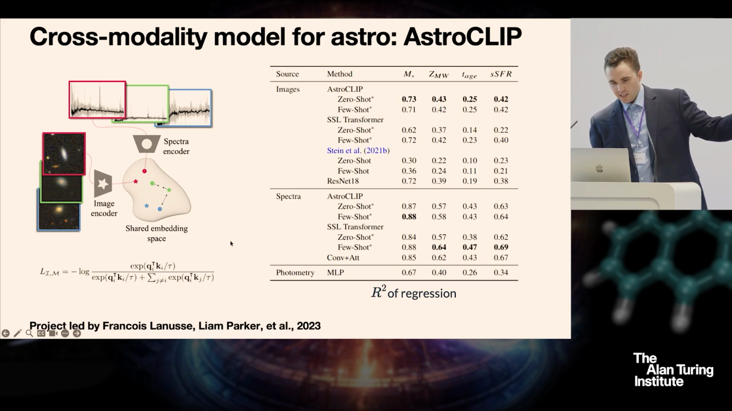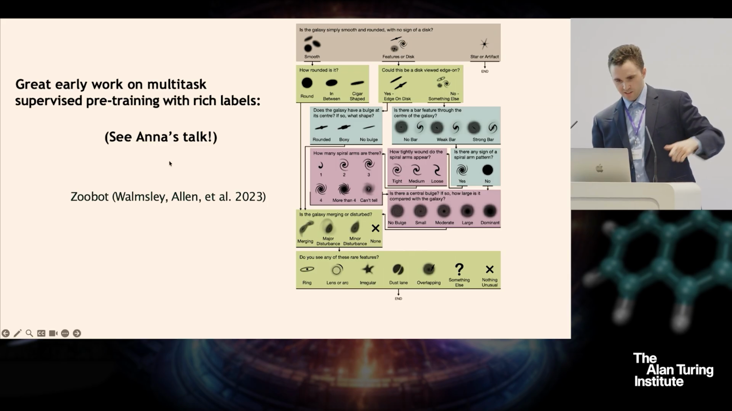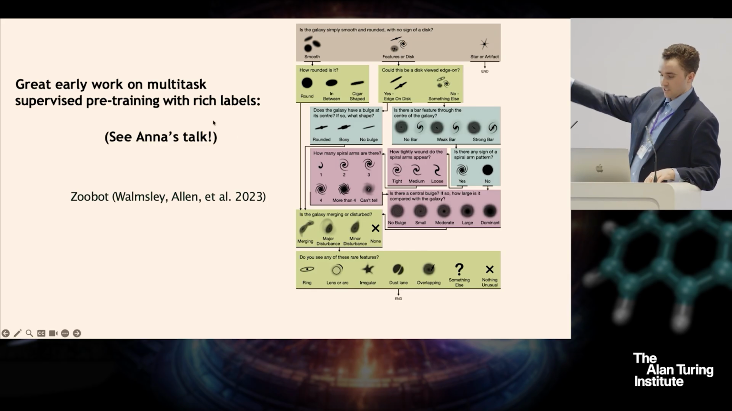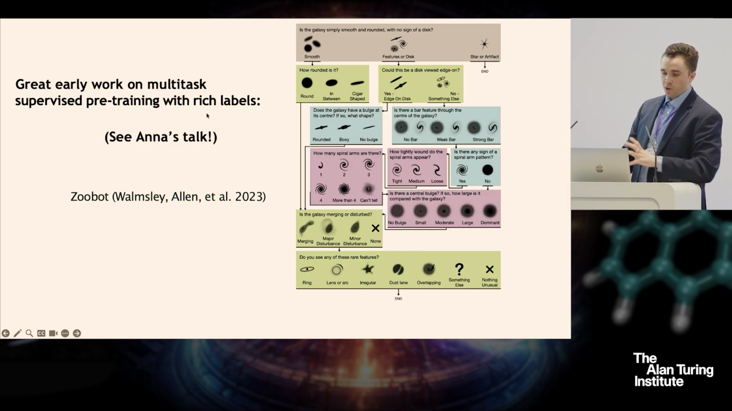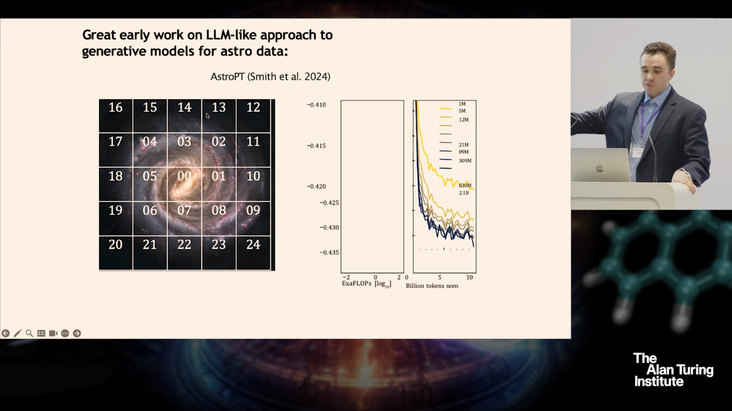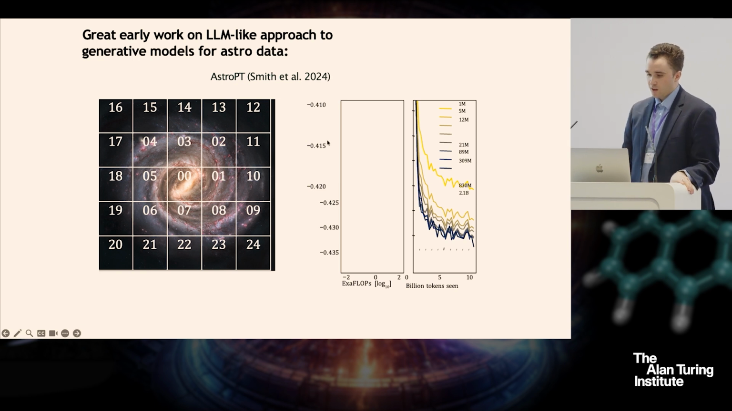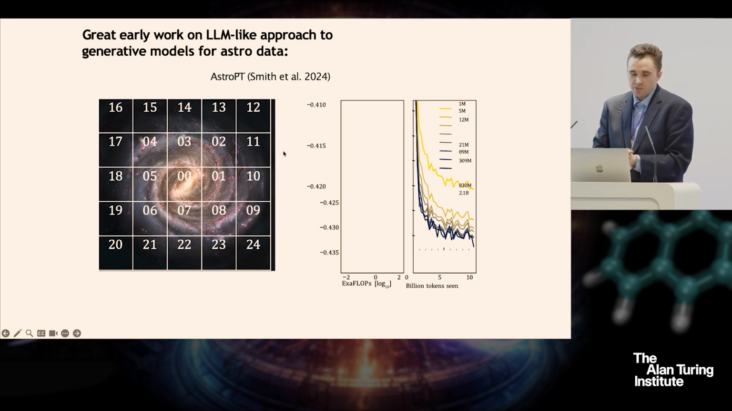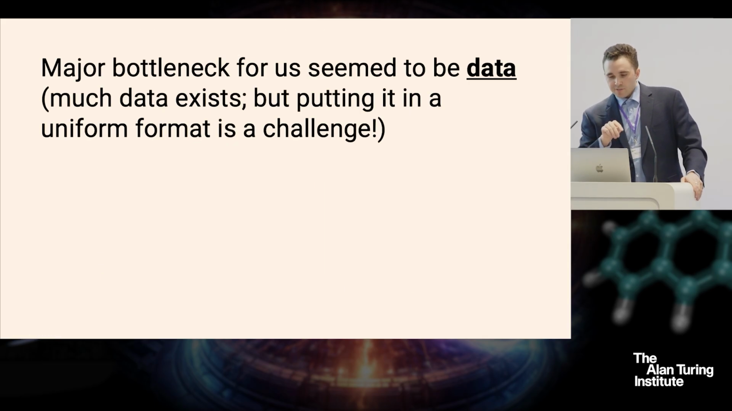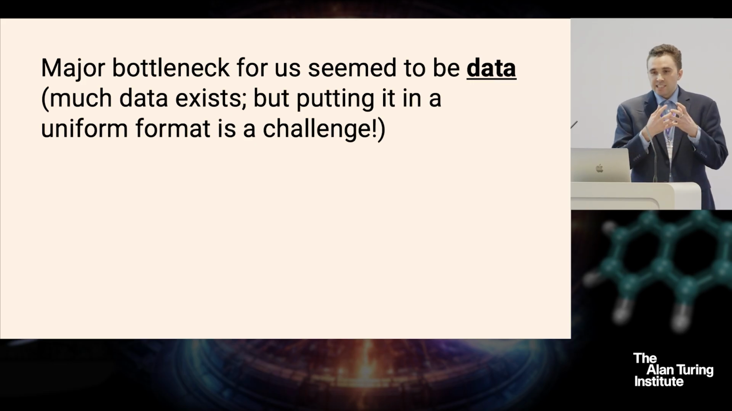So I think, yeah, I won't talk too much about that. I think there's great early work. Anna's talk talked a lot about this, like the Zubot model for multitask pre-training, and there's other work on generative models for Astro data. So it's kind of known in Astro that pre-training helps. The major bottleneck for us at the time seemed to be the data.